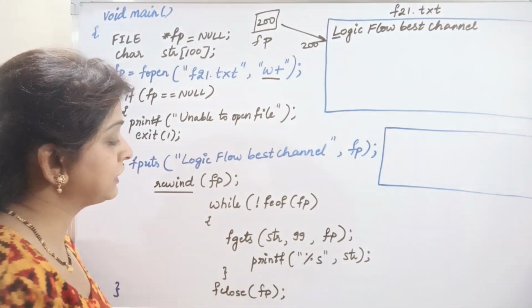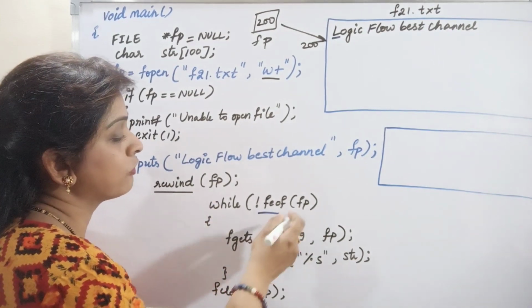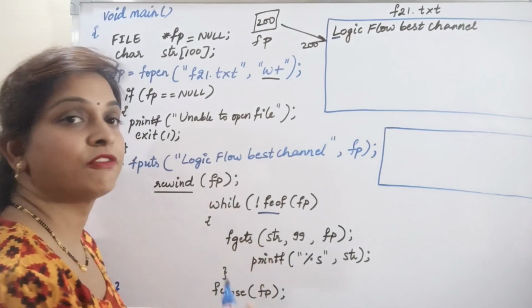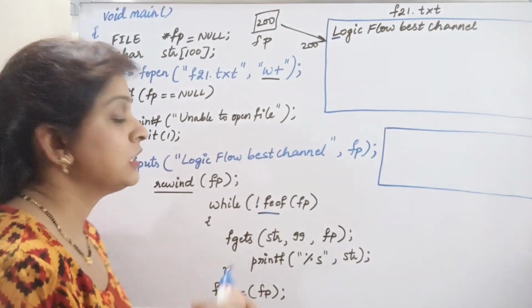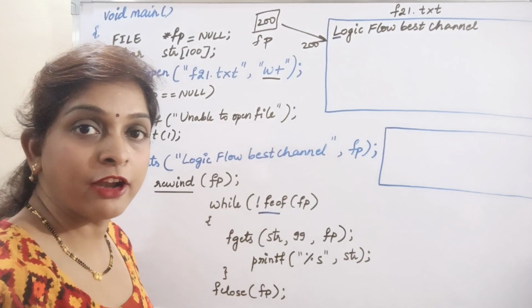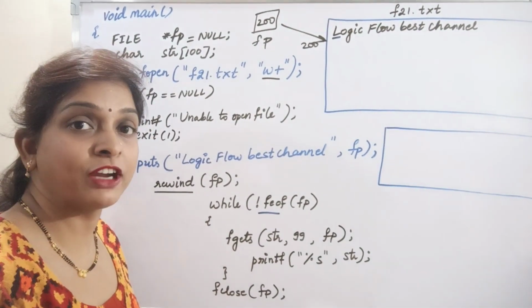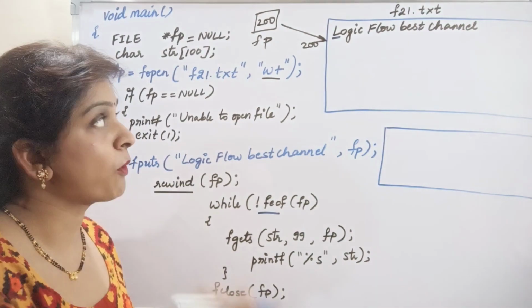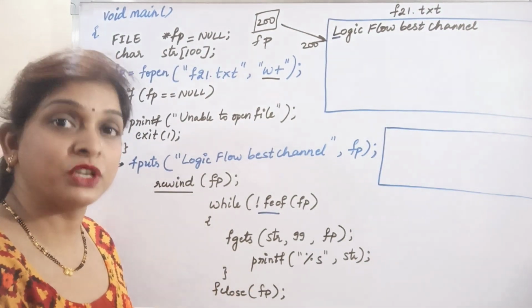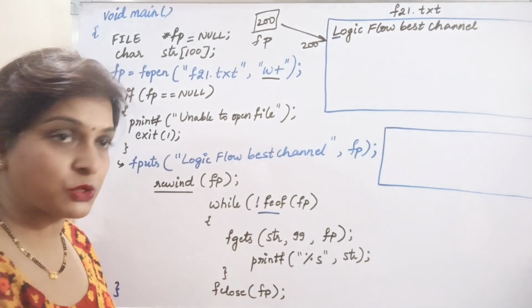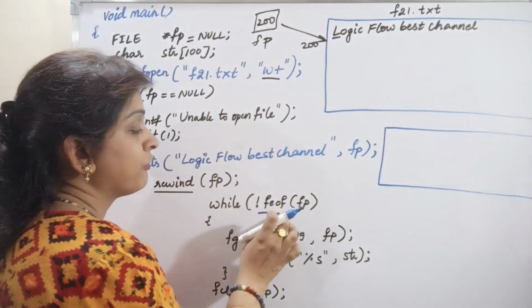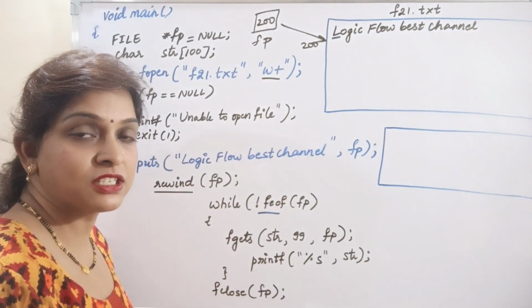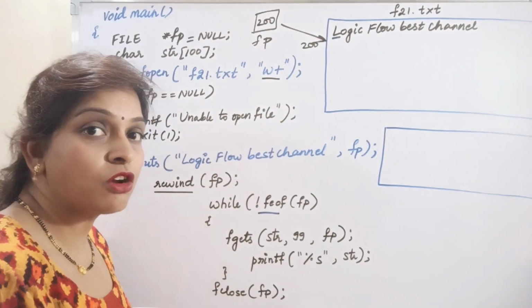You all know how to read the data. While not of end of file of the file pointer. What is that? Is it pointing to end of file? No, it is not pointing to end of file. It is pointing to the first location. So feof of the file pointer, the answer is false. Not of false is 1.